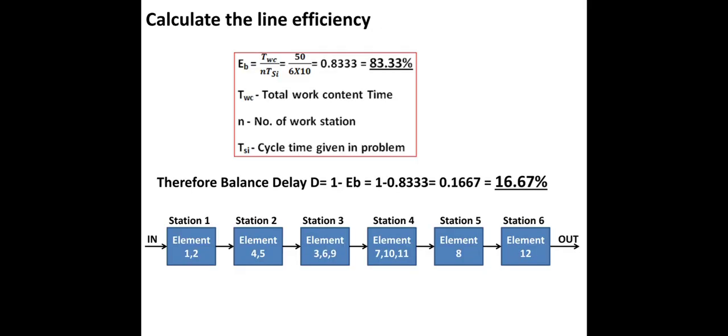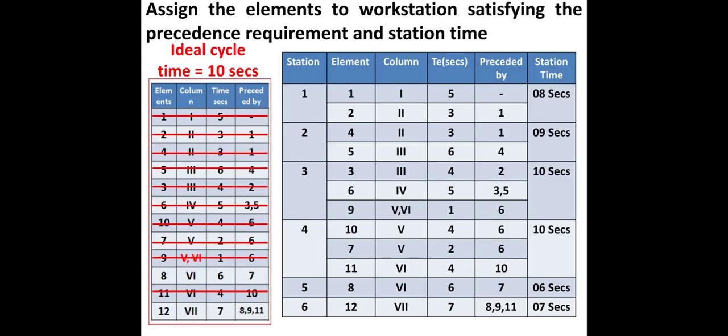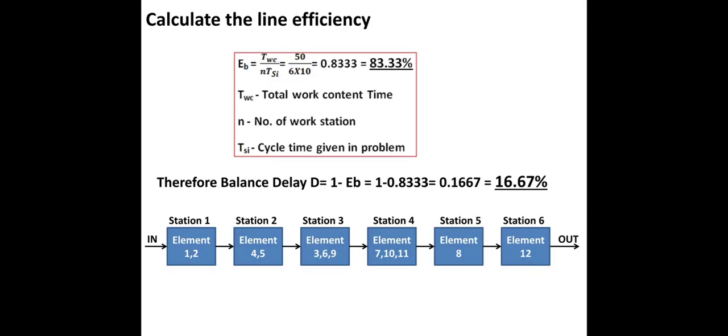Now let us calculate the line efficiency. Line efficiency is equal to TWC divided by N into TSI. Here TWC is total work content time, N is the number of workstations, TSI is the cycle time given in the problem. N is already calculated, which is equal to 6. TSI is given in the problem, that is 10 seconds. To calculate TWC, you need to add all these element times, that is the total work content time. So for this problem I am getting it as 50. So if you calculate this, you will get 83.33% as the line efficiency.